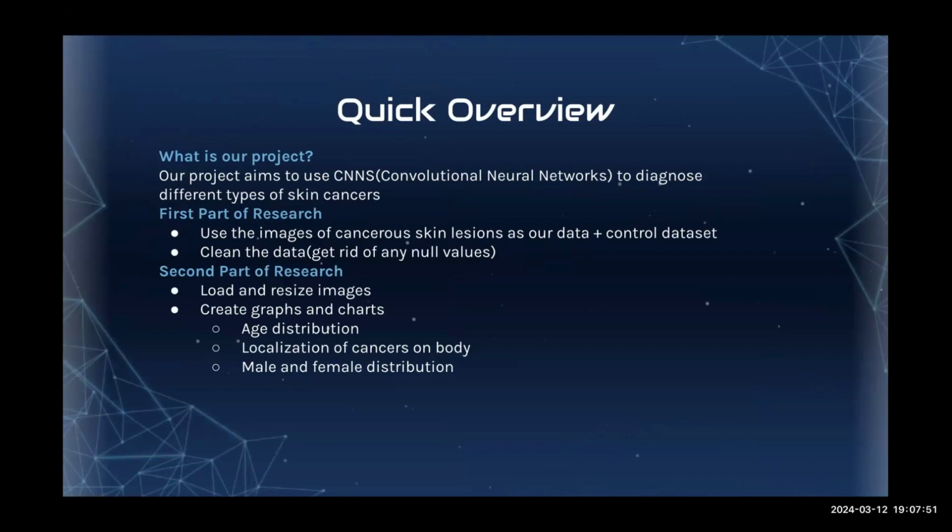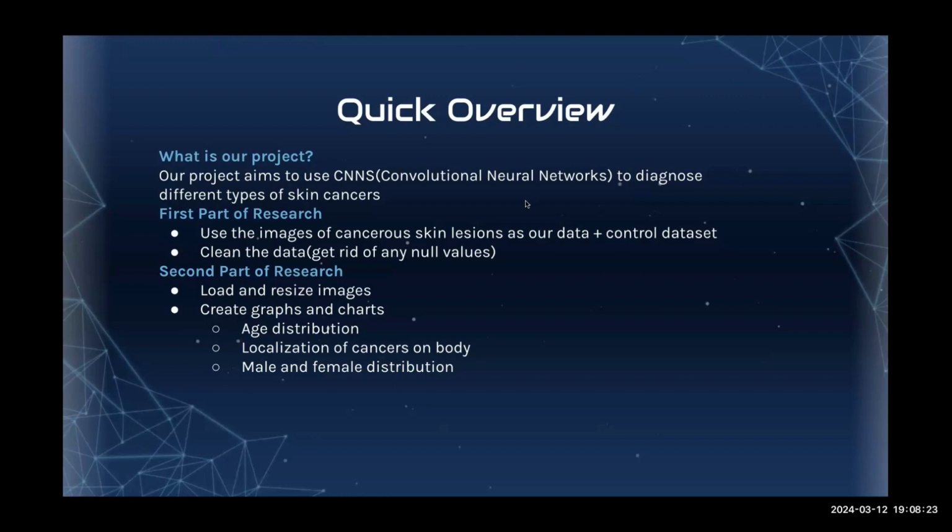The first part of the research was to be able to get a data set to work with, and we use images of cancer skin lesions as the data, and for a control, pick images of skin that do not have cancer. While some of the images that go into the quote unquote cancerous section, a lot of them are categorized as melanocytic nevi, which is non-cancerous most of the time.